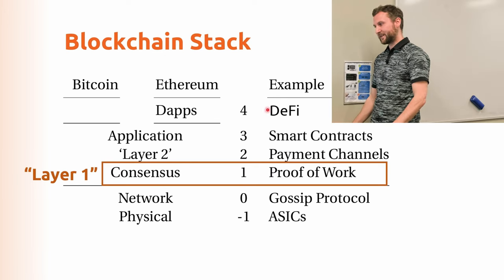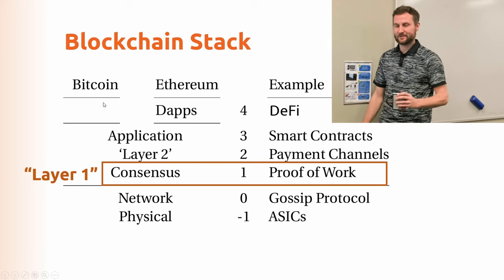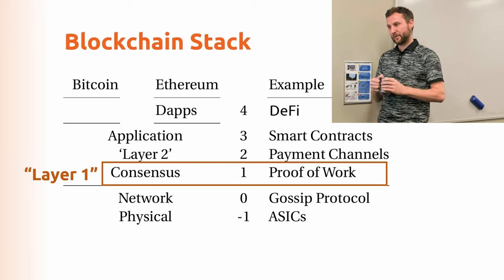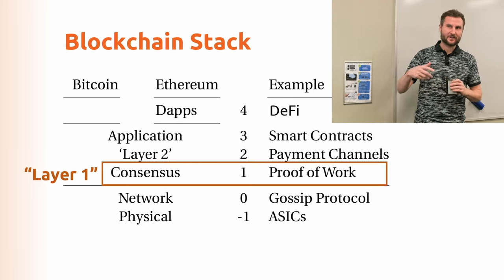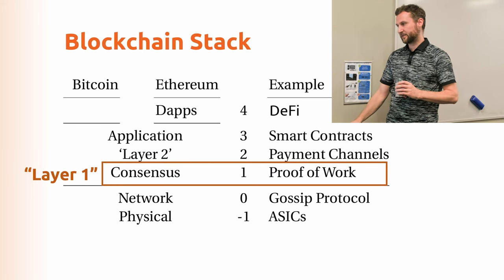Finally, on the top here, we've got some dApps. So any type of DeFi. Bitcoin is a little bit light on the dApps, although now we have some NFTs on Bitcoin, so maybe I could put that in there. They're called inscriptions, which is an unintended consequence of some of the scaling that Bitcoin has done.